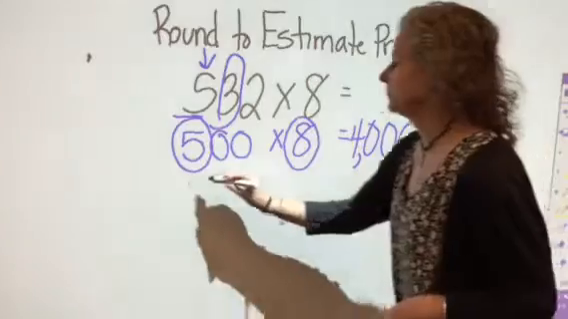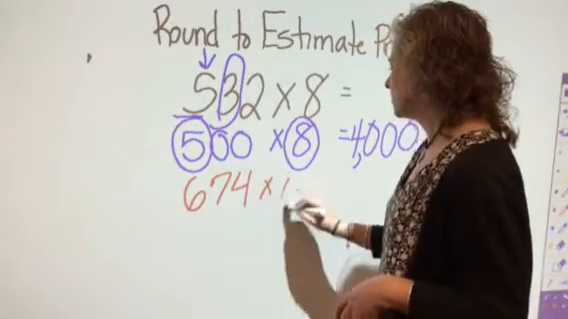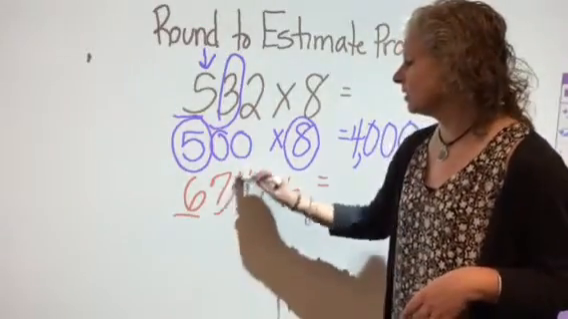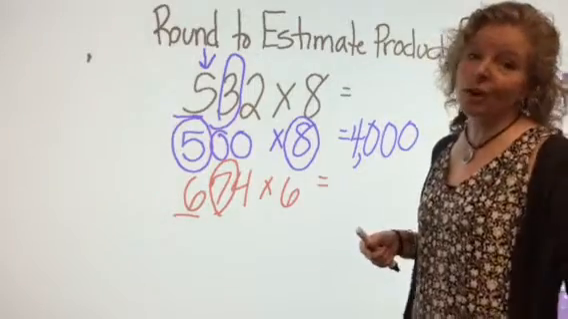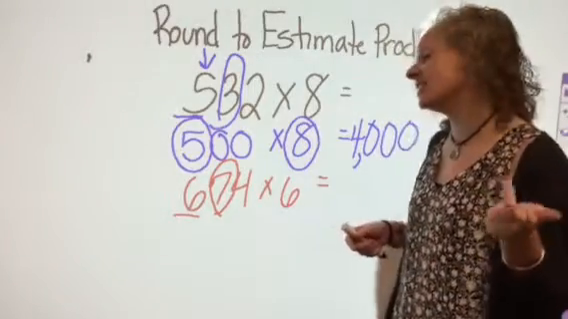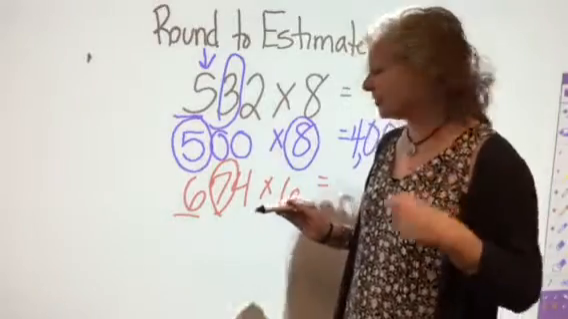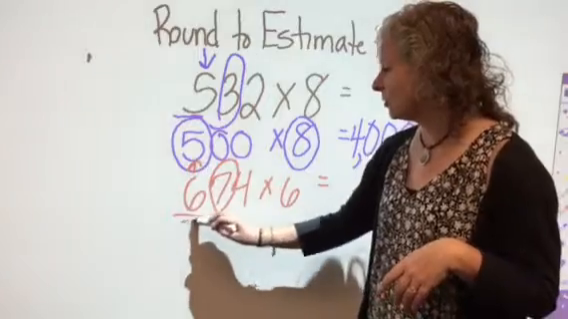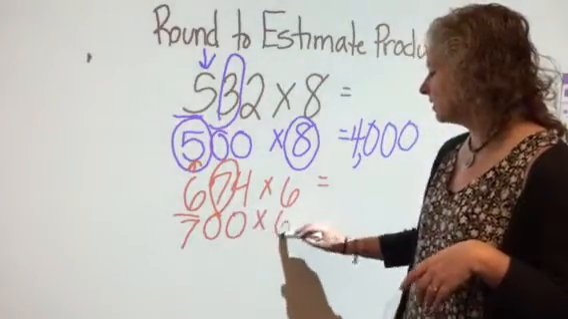Let's try one more. 674 times 6. All I have to do is underline my hundreds, circle my tens. In my head, 1, 2, 3, 4, round them down, that's for sure. 5, 6, 7, 8, 9, 7. I know I'm going to go up every time. Go back to where I've underlined. That goes up to 7. Everything else turns to zeros.